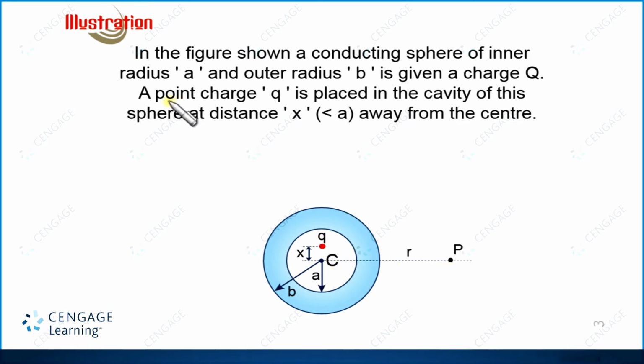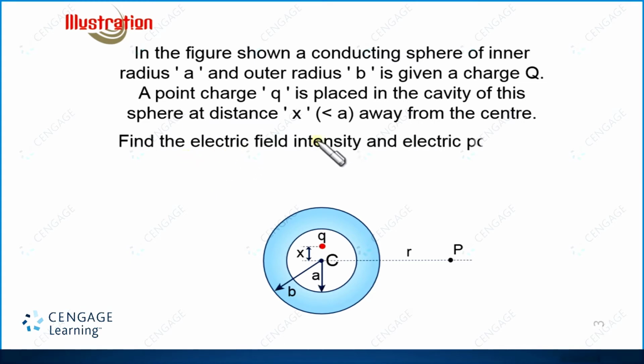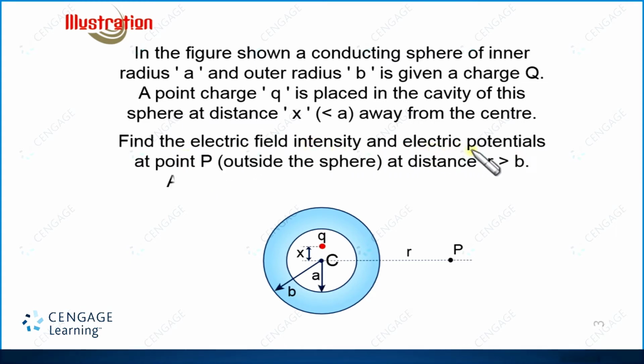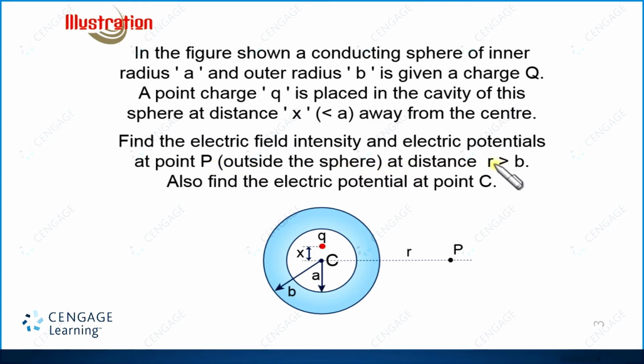But in the question, it is also given that a point charge small q is placed in the cavity of the sphere at a distance x, which is less than a, of course, since the radius is small a. This small x is less than small a, away from the center. The question is: find the electric field intensity and electric potential at point P outside the sphere at a distance r greater than b, and also find the electric potential at point C. C is the center of the cavity.